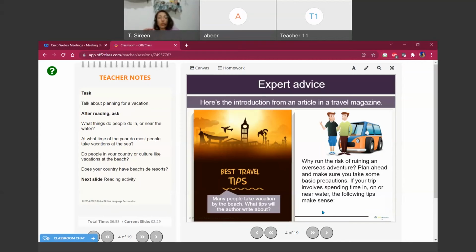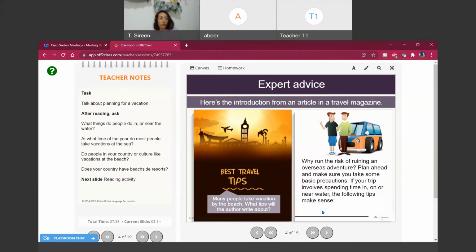For example, if your trip involves spending time in, on or near water, the following tips make sense. Let's see now. Before we continue, what things do people do in or near the water? What are the things we do when we are near the water, at the beach? Again, teacher. What things do people do in or near the water? For example, you have a vacation on the beach. So what are the activities that we may do?